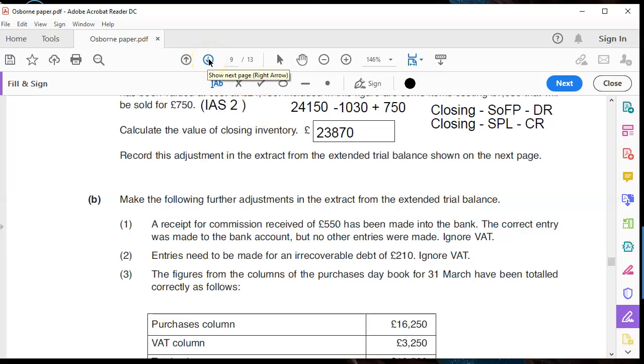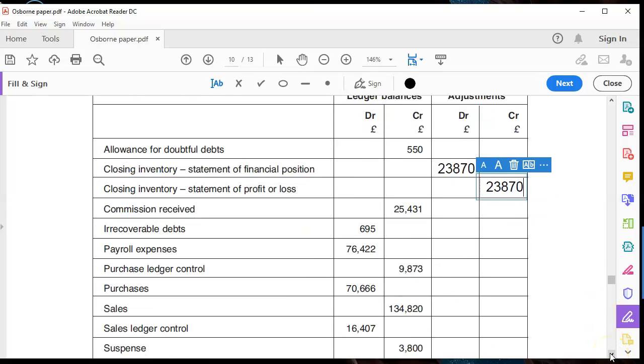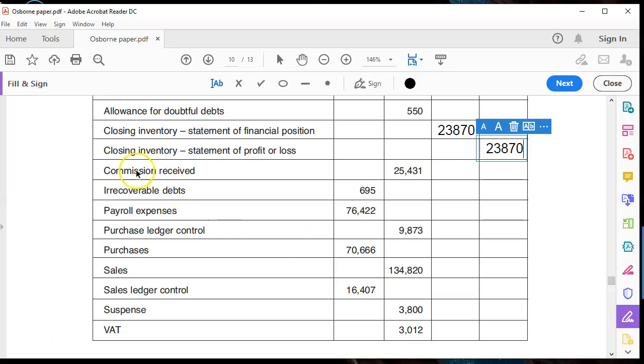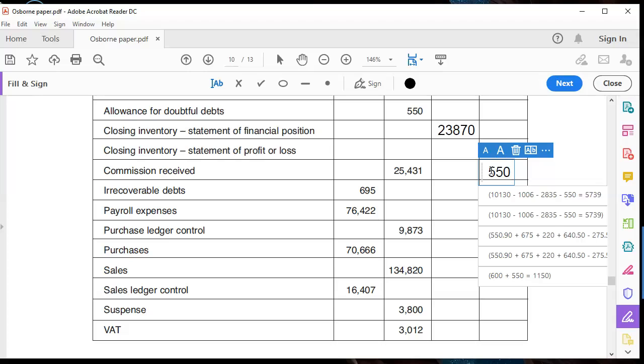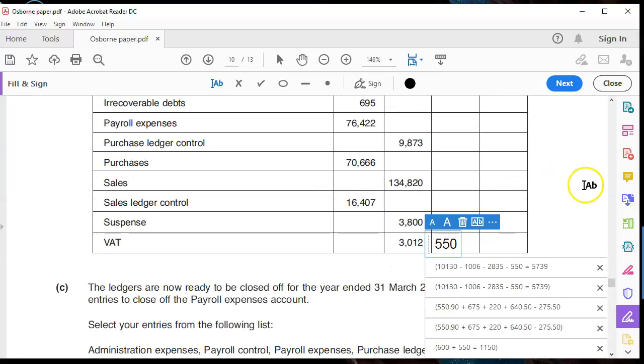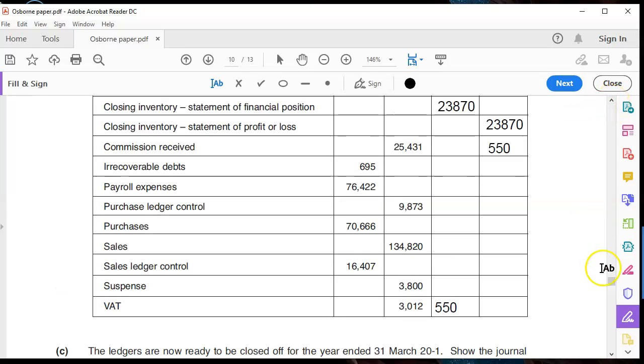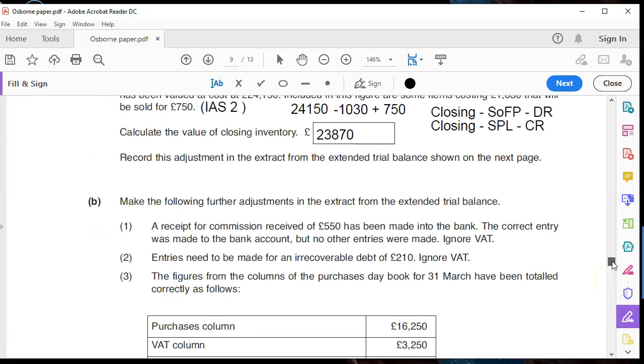Commission received is an income. So commission received account should be credited by 550. So there is your commission received account credited by 550. But this transaction was already recorded in the bank, so you cannot put it in the bank account again. We have only identified one side, so the other side will be recorded into the suspense account, 550. So commission received account is credited and suspense account is debited because the bank is already completed, so you cannot put it into the bank again.